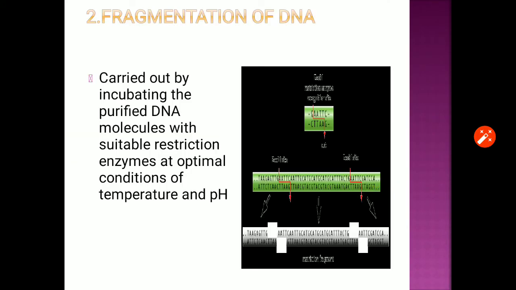Now the second step of the process is fragmentation of DNA. That means we'll cut the complete DNA segment into different genes so we can get the desired gene. For that, we'll treat the DNA segment or the strand of DNA with restriction enzymes.